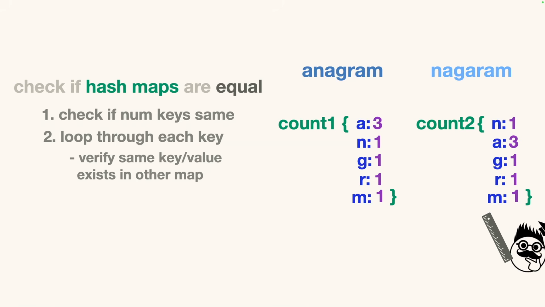Now that I verified the number of keys, I want to go through step 2. I want to loop through each key of, say, my count 1. So I have the A here, right? What I want to do is find a corresponding entry in the other hash map. So in count 1, I have A3.